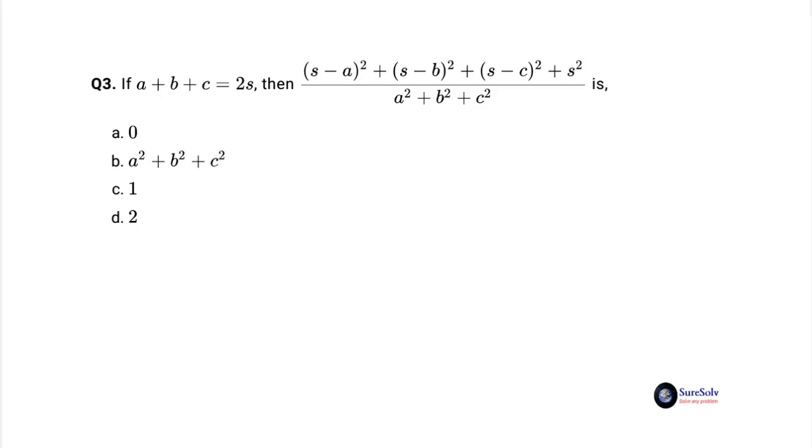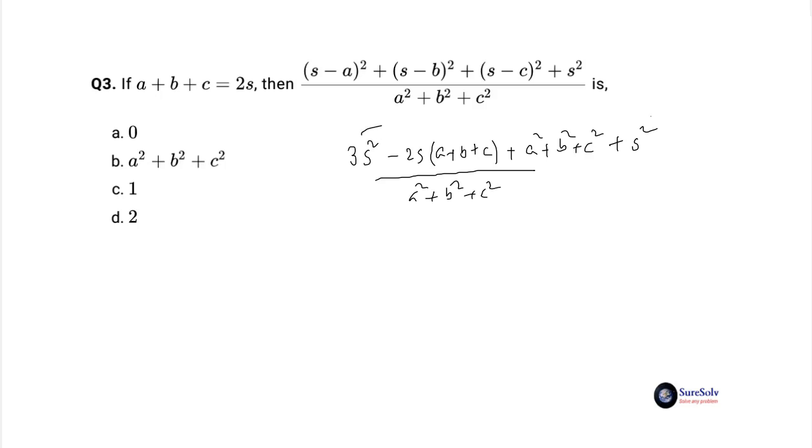So we do it. We expand the 3 squares in the numerator, getting 3a squared, we are writing in short form, minus 2s multiplied by a plus b plus c from the 3 squares plus a square plus b square plus c square plus a square divided by a square plus b square plus c square.